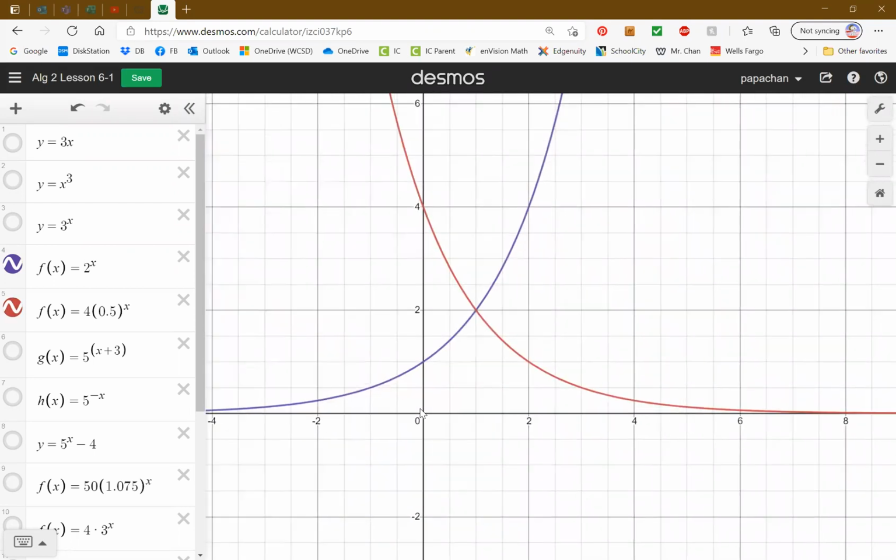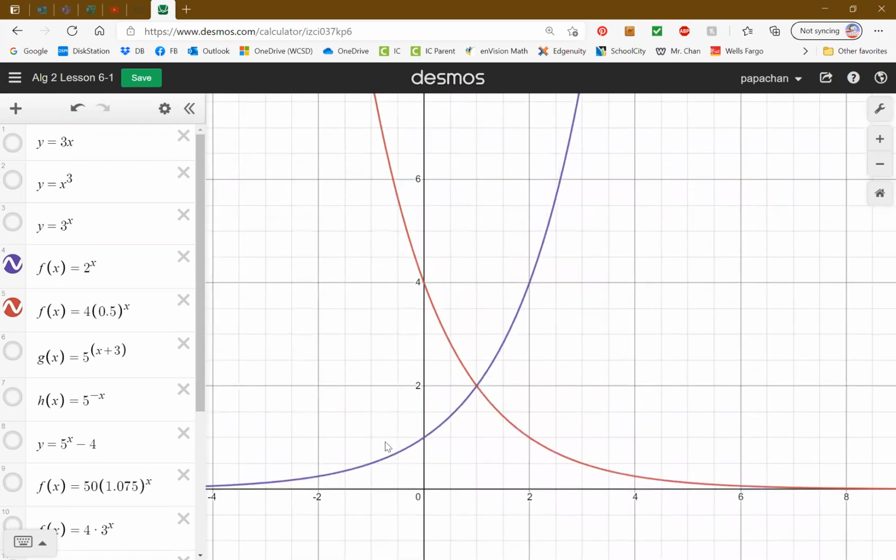This is in your note taker, f of x equals 4 times 0.5 to the x power. That 0.5 changes things. 0.5 is not a number greater than 1. Greater than 1, like the previous one, is going up from left to right. Less than 1 is going down. This is called an exponential decay function. See the difference? It's like a plane landing from left to right.